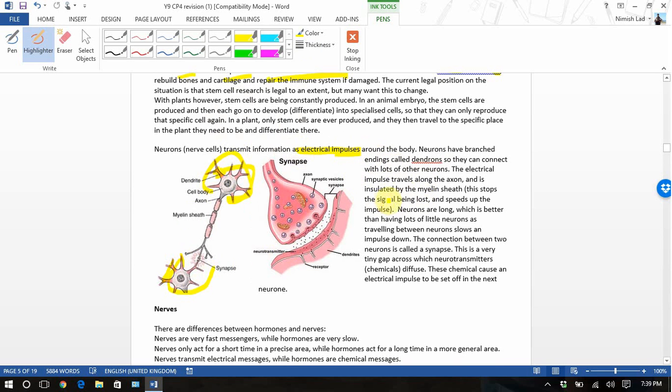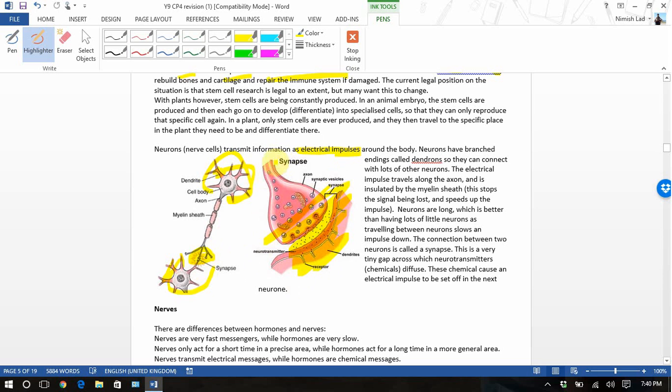The electrical impulse travels along the axon, that's down the middle, and it's insulated by a myelin sheath. Please use the phrase insulated by a myelin sheath. This stops signals being lost and also speeds up the impulse. Neurons are long, which is better than having lots of little neurons, as travelling between neurons slows an impulse down. The connection between two neurons is called a synapse. So you see a little synapse over here, where it connects between two, and you can see it zoomed in here.